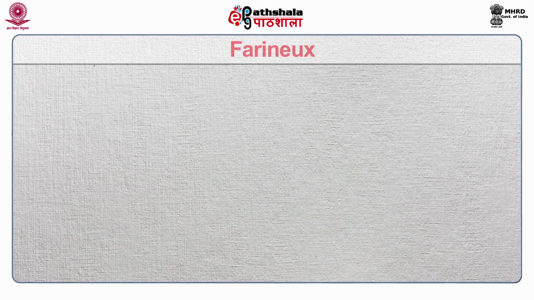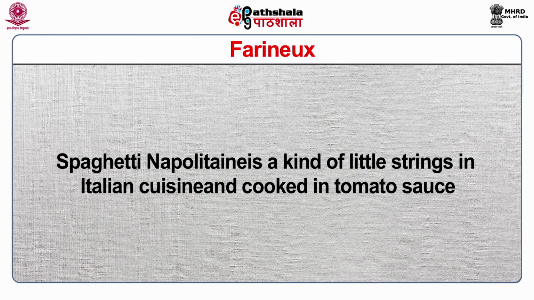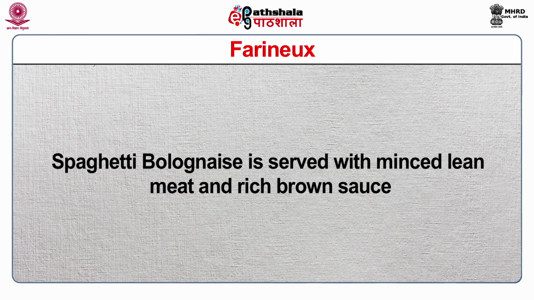The number of names of pasta varies, and there may be more than 250 kinds of pasta. The shape, size, ingredients and color denote the name of the pasta. Examples: spaghetti Napolitaine, lasagne Bolognese and macaroni arrabbiata. Spaghetti Napolitaine is a kind of little string pasta in Italian cuisine cooked in tomato sauce. Spaghetti Bolognese is served with minced lean meat and rich brown sauce.